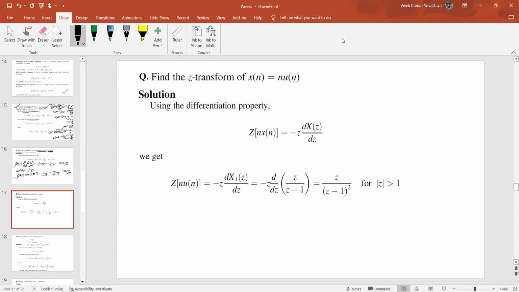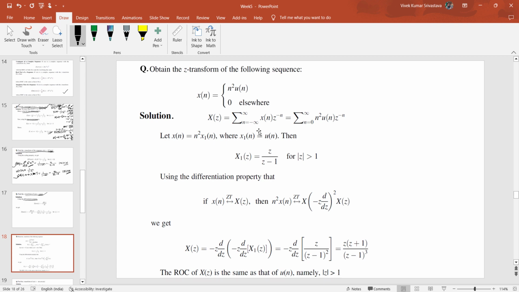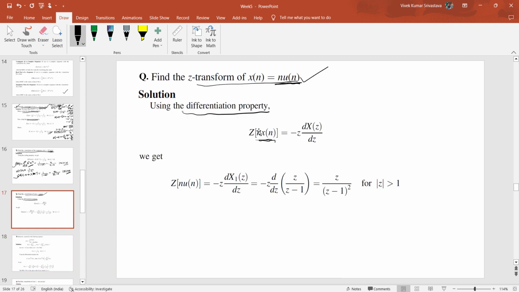Now moving ahead, here we have to evaluate the Z transform of x of n, which is defined as n into u of n. Here we will use the differentiation property in the Z domain so as to evaluate the Z transform of this signal. The differentiation property states that the Z transform of n into x of n is defined as minus z d by dz of X of z, where x of n is basically u of n.